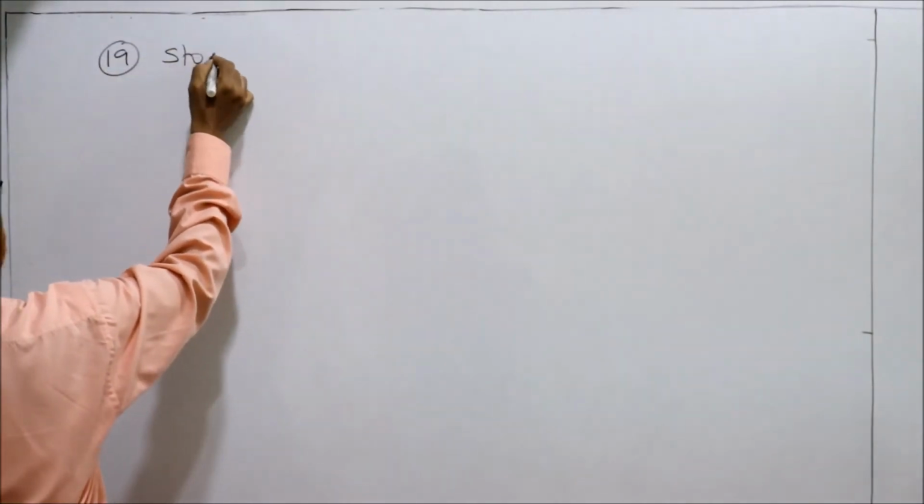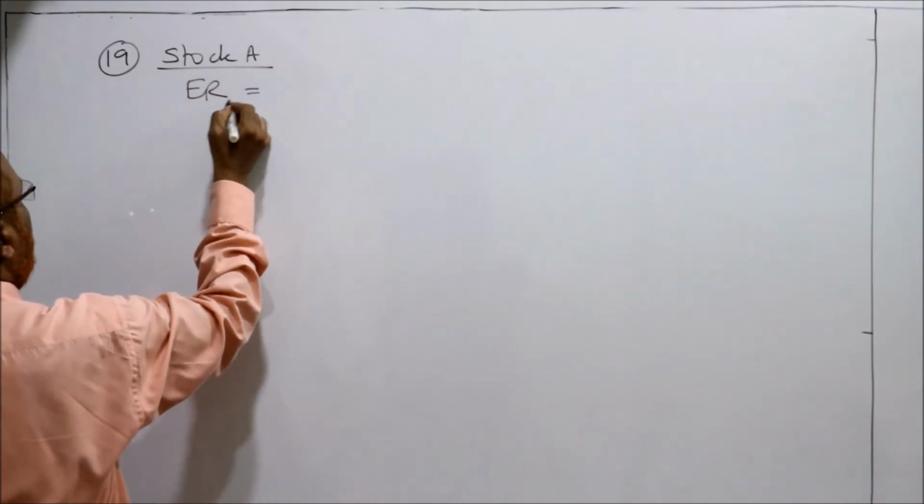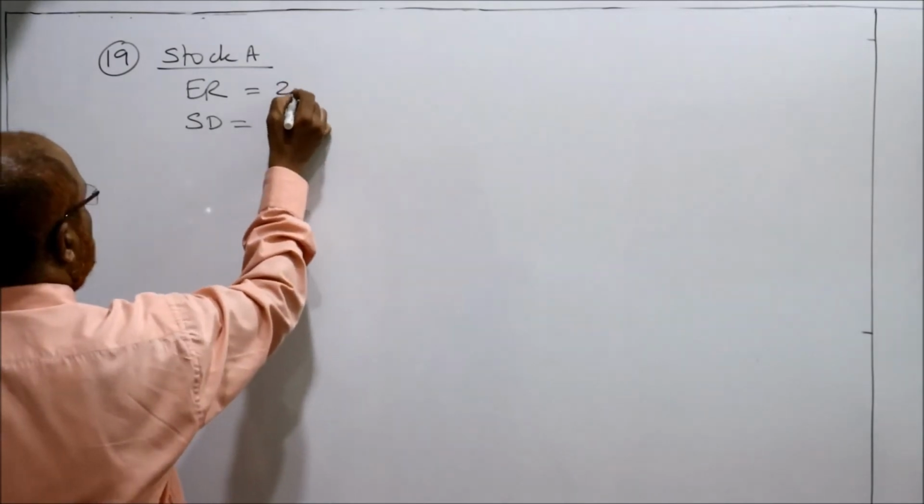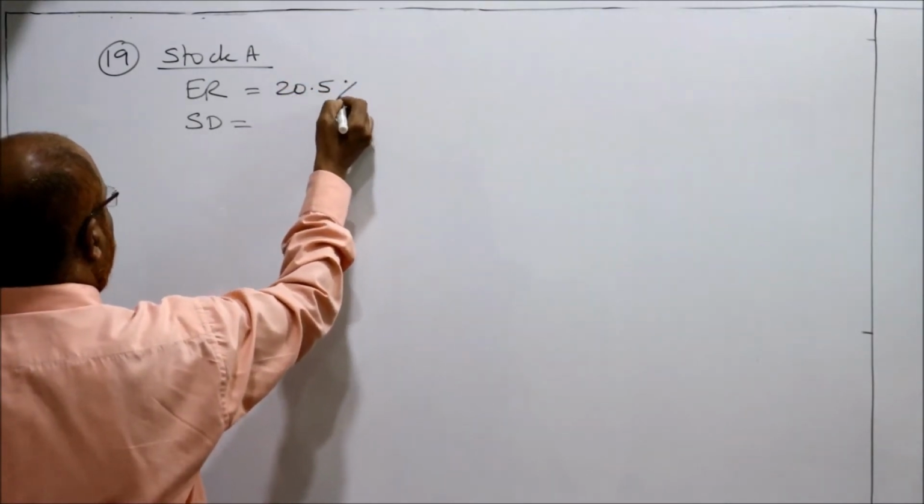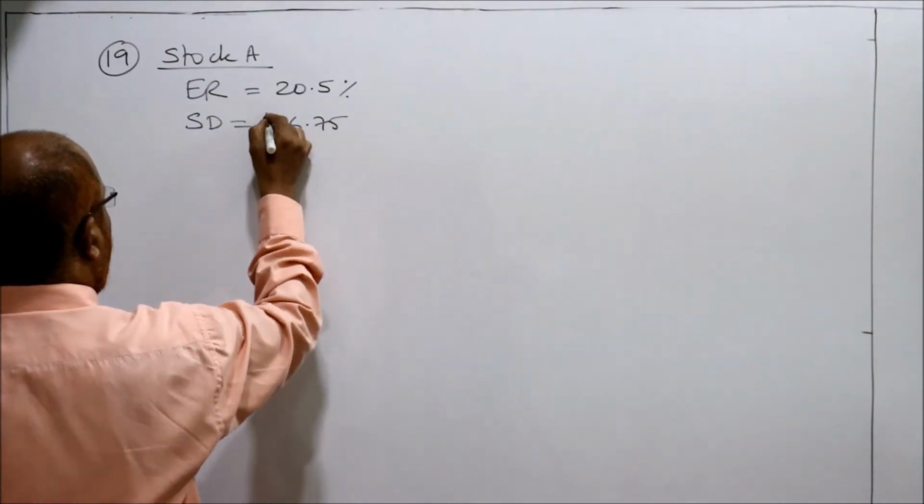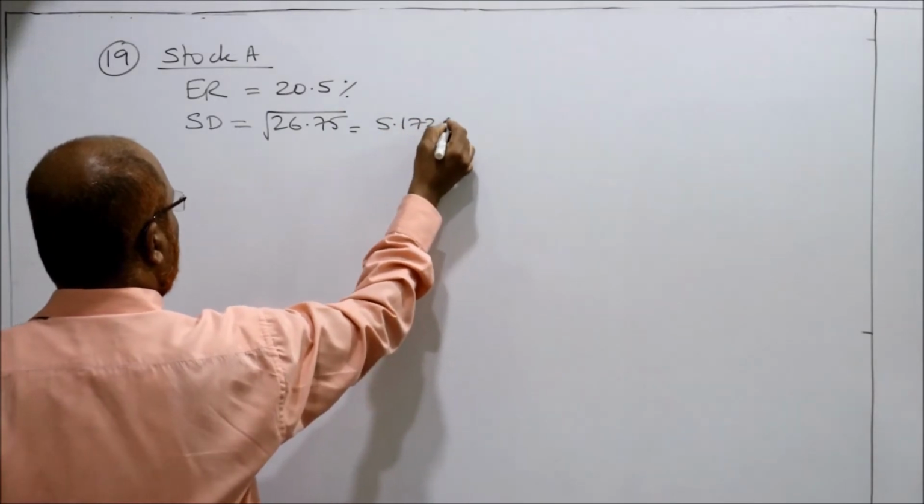19th, stock A. Expected return and standard deviation. Stock A expected return is 20.5% and standard deviation is the square root of 26.75. It comes to 5.172%.